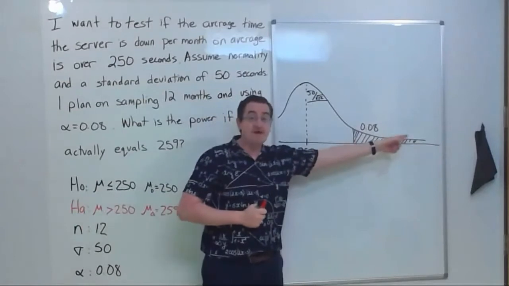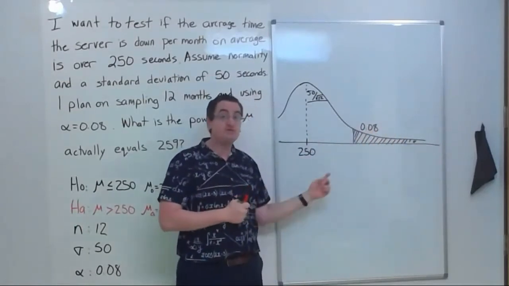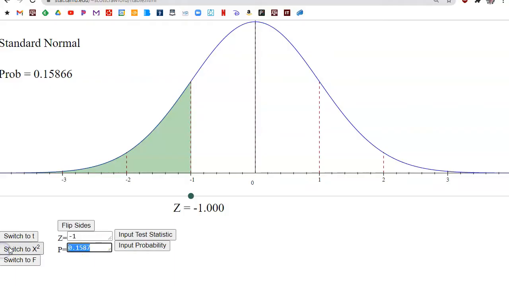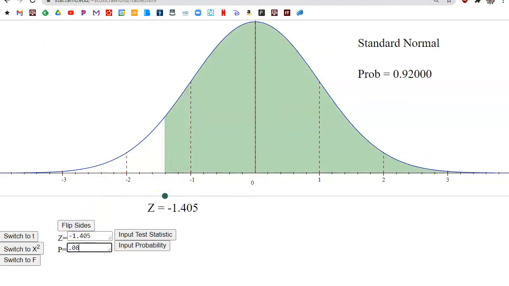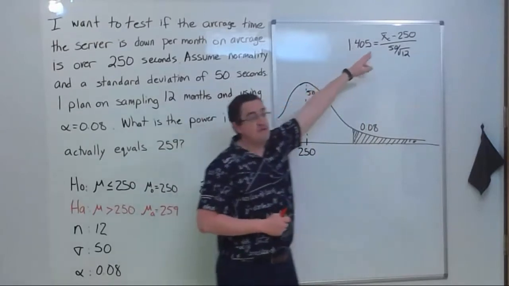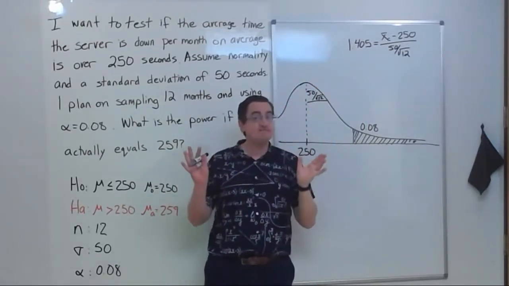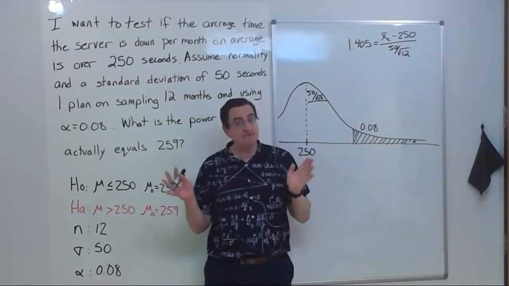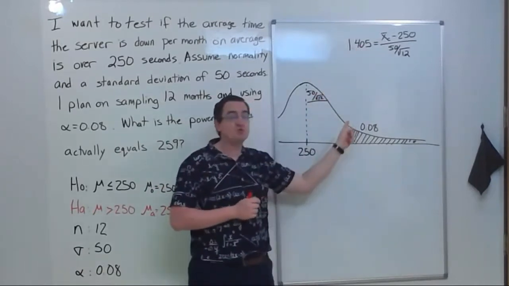I do know I have 8% area here, which gives me a z-score of 1.405. I guess actually this is the lower end. We're looking at a right-tailed test, so I would want 0.08 there to give me 1.405. It needs to be positive to be on the higher end. And I'm going to remember that number and solve for the x-bar. Not the x-bar I got from data, because I don't have any average from data. This is the x-bar critical.